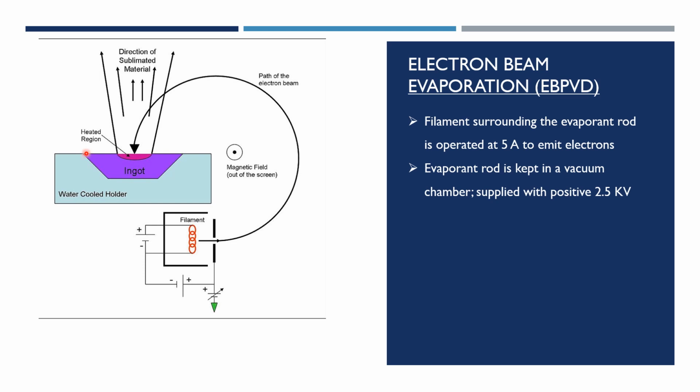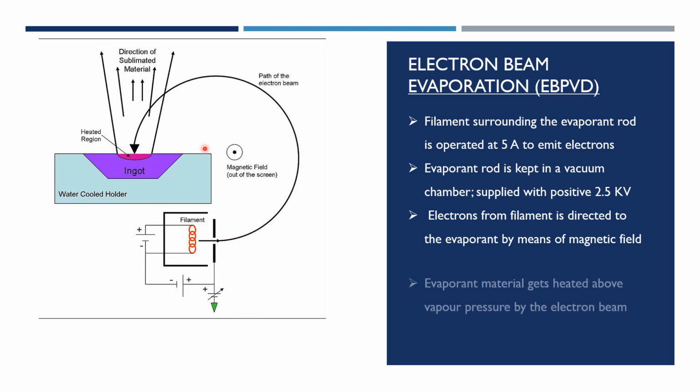The evaporant rod or the ingot from which the material needs to be evaporated is kept in a vacuum chamber, and this one is supplied with a 2.5 kilovolt voltage, which is positive in nature with respect to the filament, such that the electrons generated from the filament will travel to this ingot by the attraction of the positive charge. That is, the electrons from the filament are directed to the evaporant by means of a magnetic field. This magnetic field is also provided for directing the electrons towards the evaporant or the ingot.